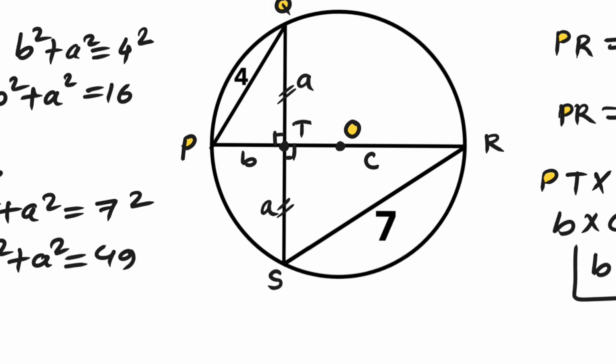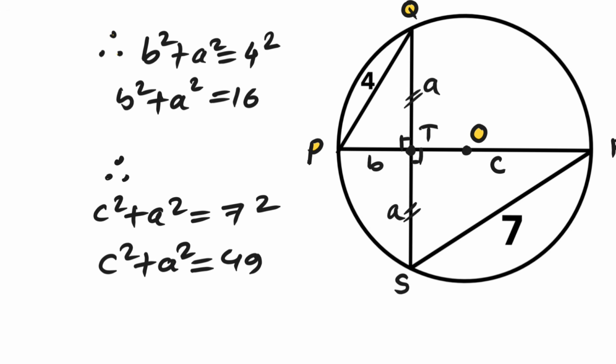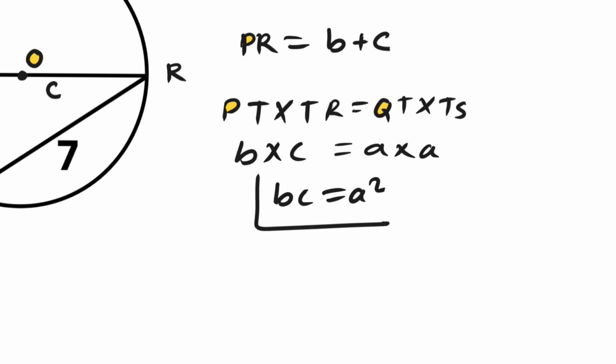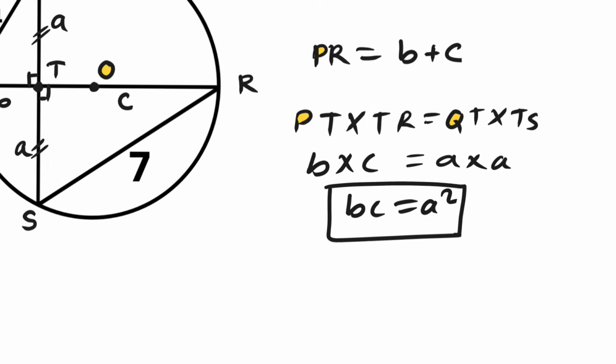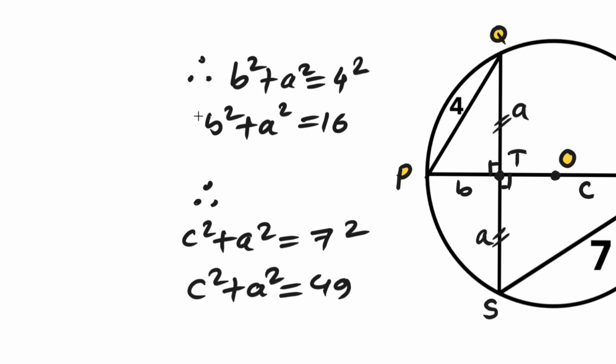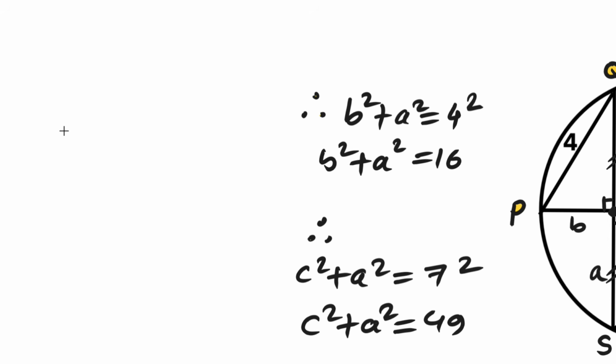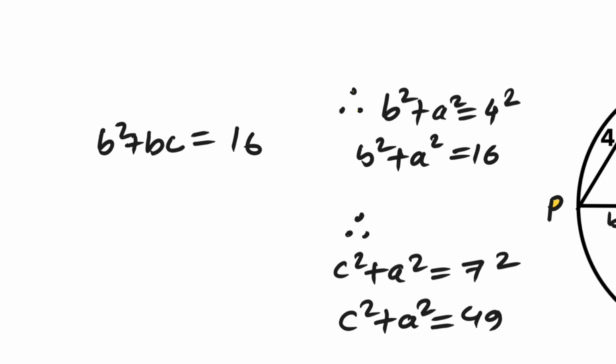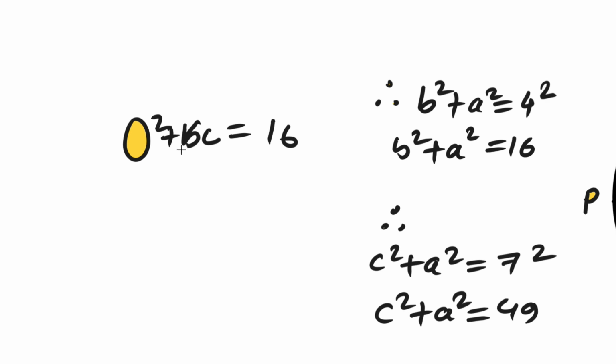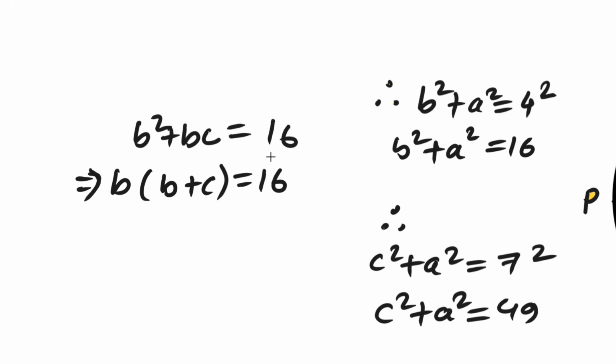Now pay attention because we can combine these equations with the intersecting chords relationship. We already know that A squared equals B times C. So, in the first equation, instead of A squared, we can use B times C. That gives B squared plus B times C equals 16. We can factor B from both terms, giving B multiplied by the quantity B plus C equals 16.